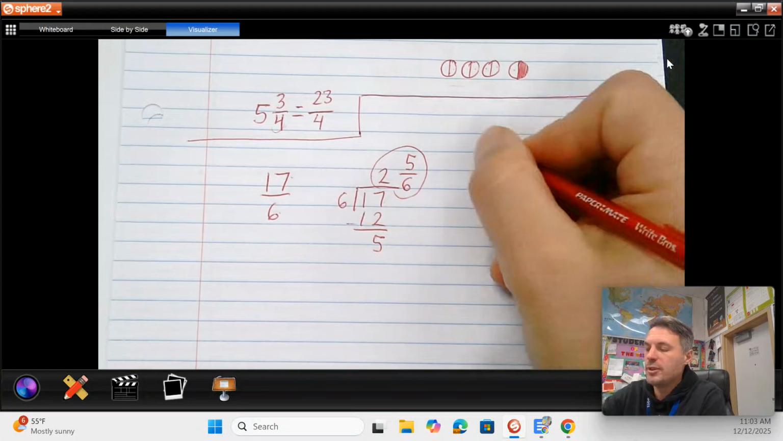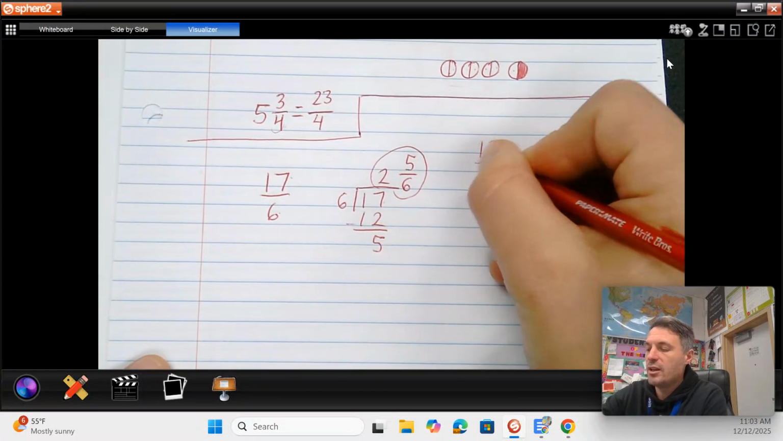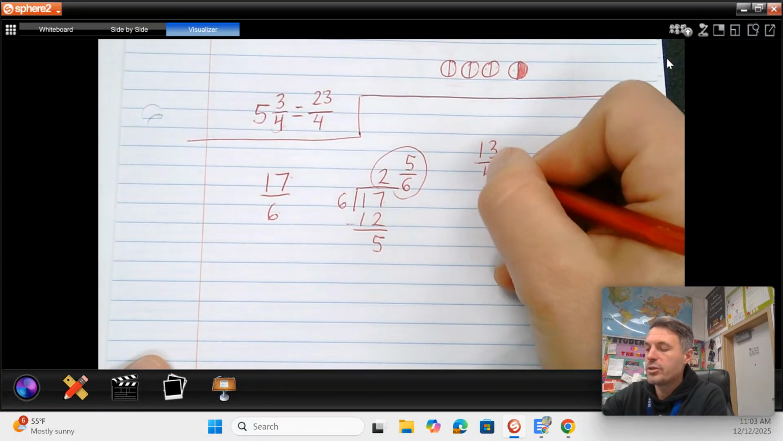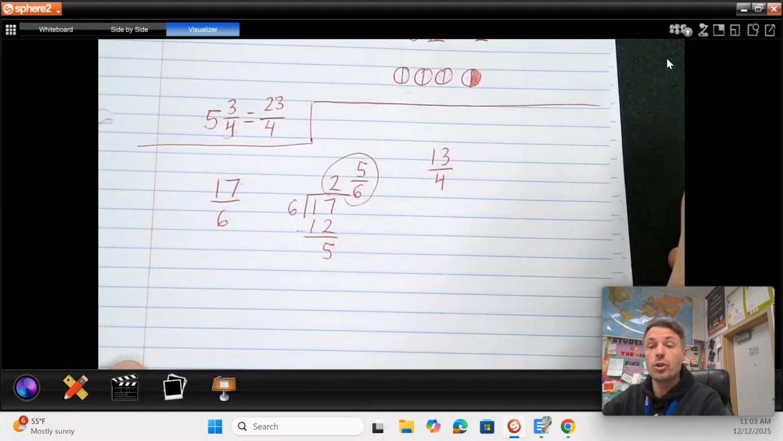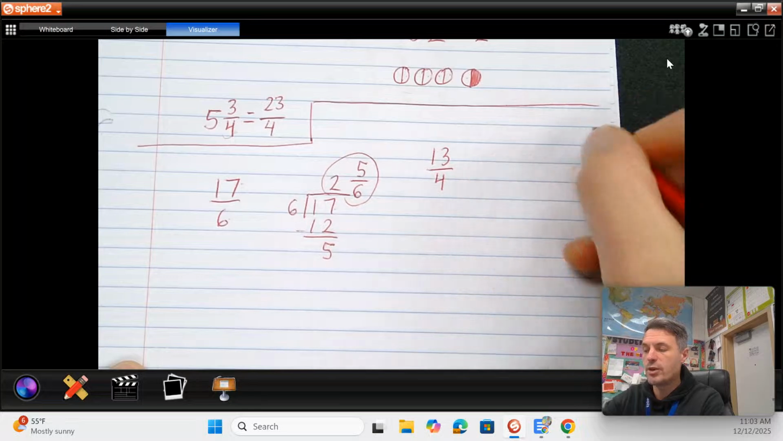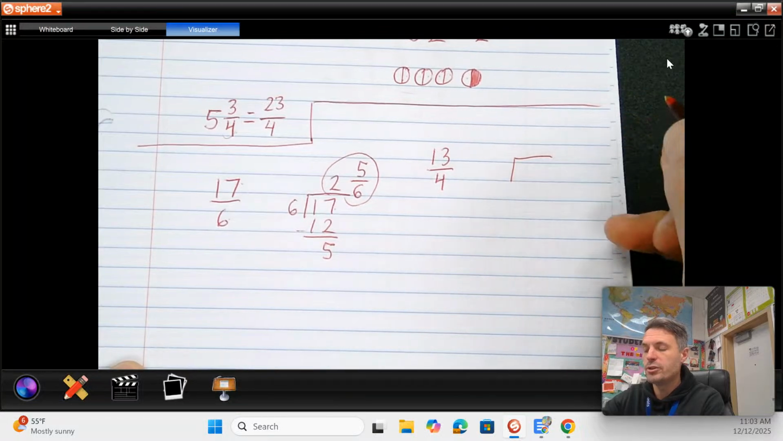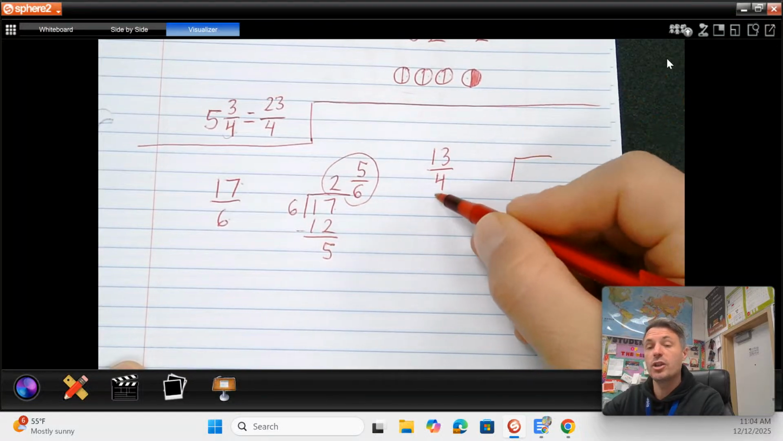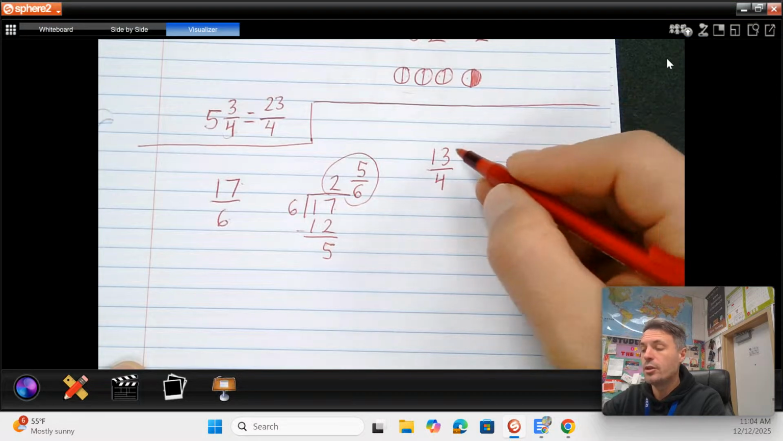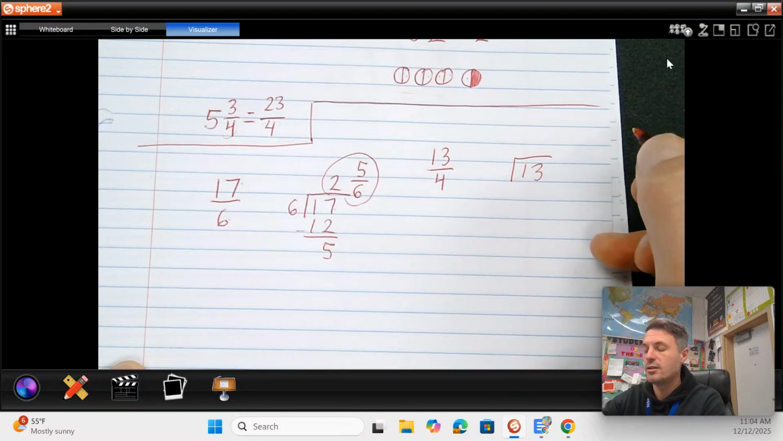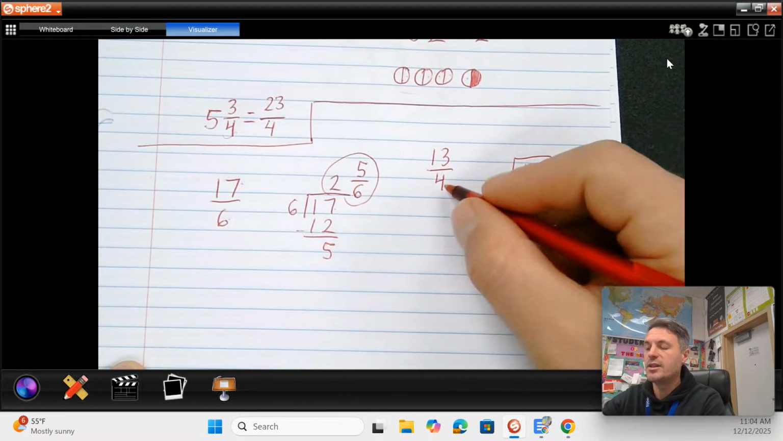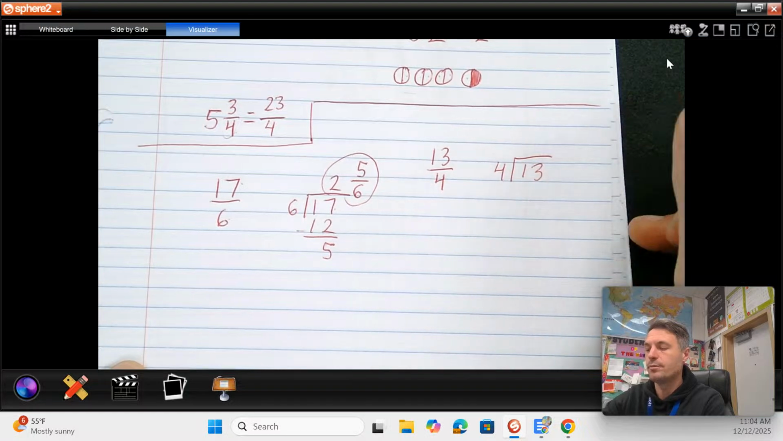Let's do another example. Let's say we have 13/4. And we want to show 13/4 as a mixed number instead of an improper fraction. Remember, you write this fraction as a long division problem. The numerator is the dividend and the denominator is the divisor.